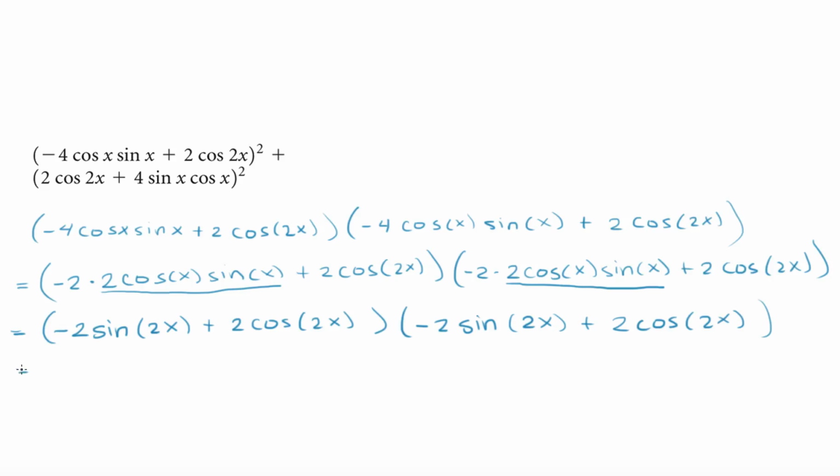Now, notice that you can factor the 2's. So we factor the 2, and you have negative sine of 2x plus cosine of 2x. And then we factor the 2 here also. We have negative sine of 2x plus cosine of 2x.